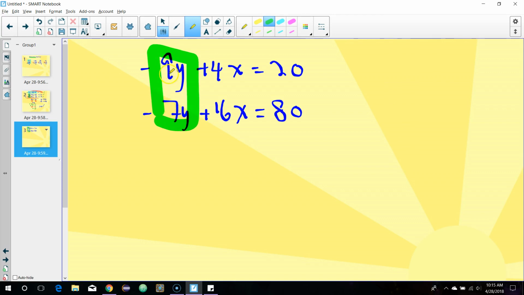These two numbers, 9 and 7, pay attention to that. The easiest way to do this is you just multiply by the opposite number. So if I have a pair of numbers 9 and 7, the first equation I may want to do is multiply everything by 7, because 9 times 7 is going to be 63.